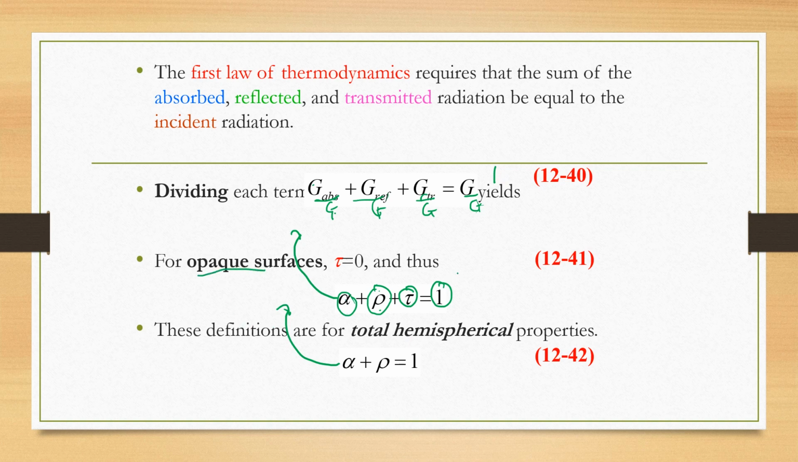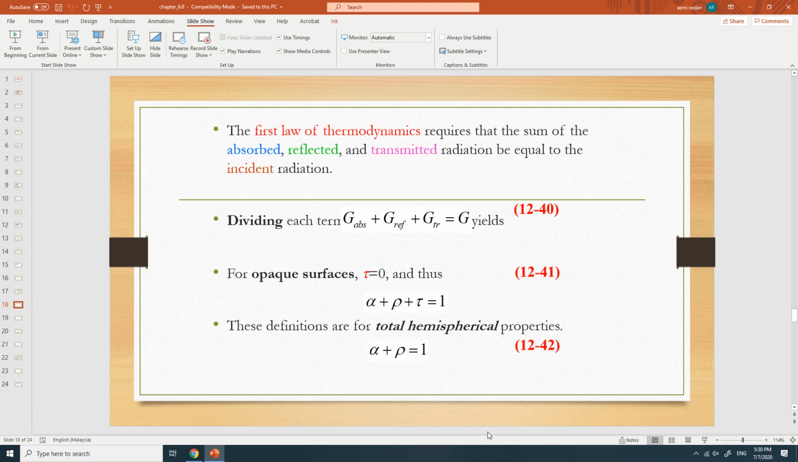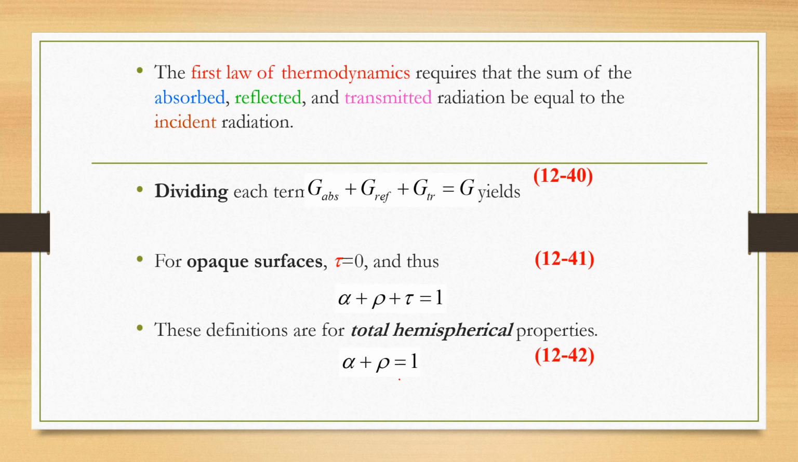Now, this is for a semi-transparent or transparent surface, because transparent materials have tau, transmissivity. The incident rays can pass through the material, so tau cannot be equal to 0 since it is semi-transparent or transparent. But for the opaque surface, the transmissivity will be equal to 0 because the light cannot pass through. Therefore, alpha plus rho equals 1. So absorptivity plus reflectivity is equal to 1 for the opaque surface.